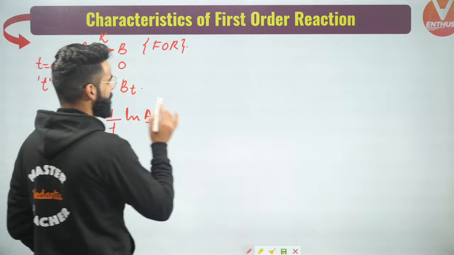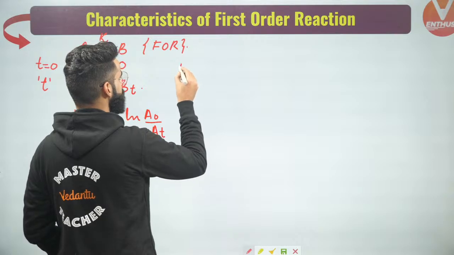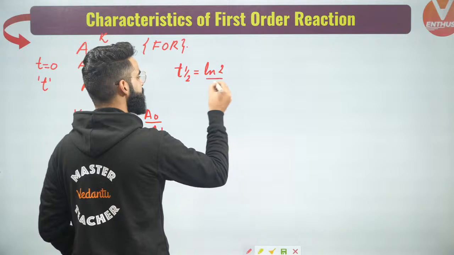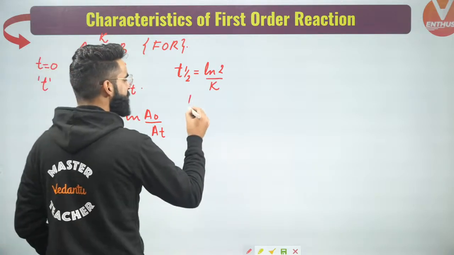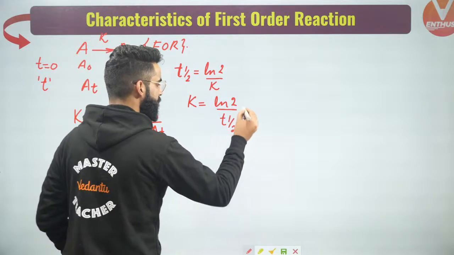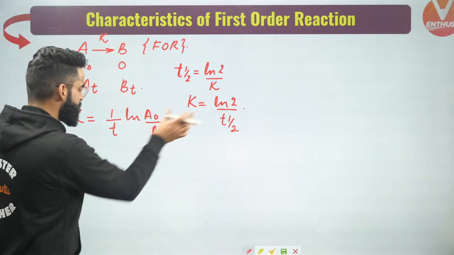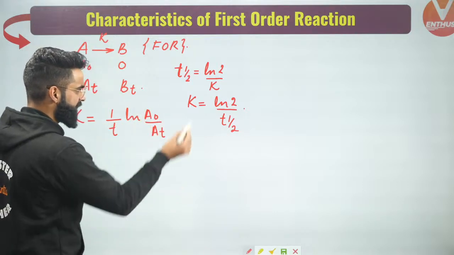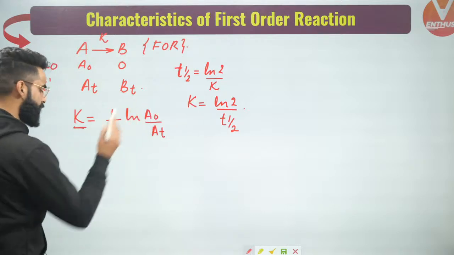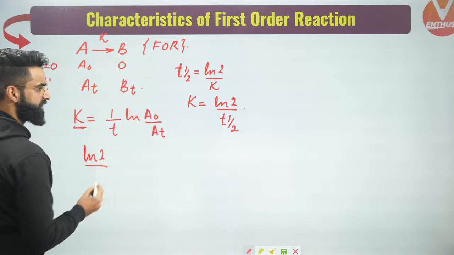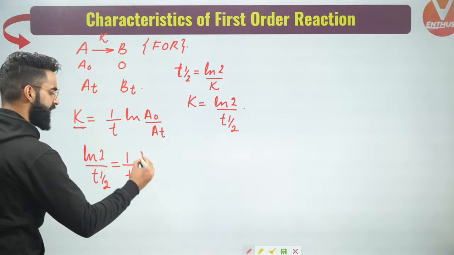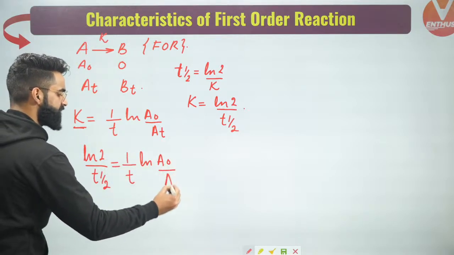And people, at the same time, if you remember, in the last session I told you, half-life for a first order reaction is equal to ln of 2 divided by K, correct? Now can I eliminate K from here? K is going to be ln of 2 divided by t half, yeah? Now people, just compare these two equations. K is equal to 1 by t ln of A naught divided by At. K is equal to ln of 2 divided by t half, yes? So instead of this K right here, I can put the value ln of 2 divided by t half. Ln of 2 divided by t half will be equal to 1 divided by t ln of A naught divided by At, correct?